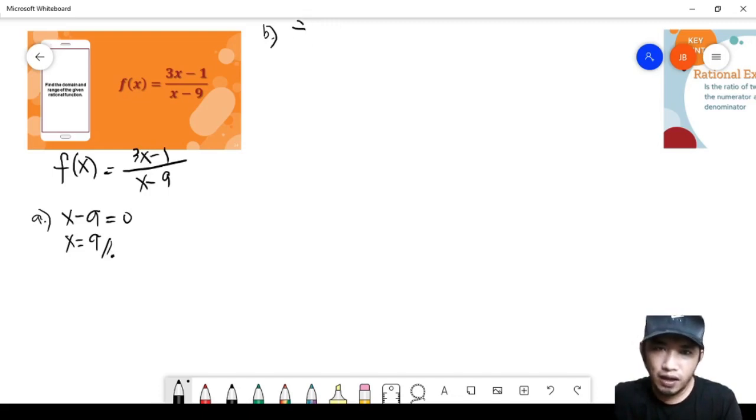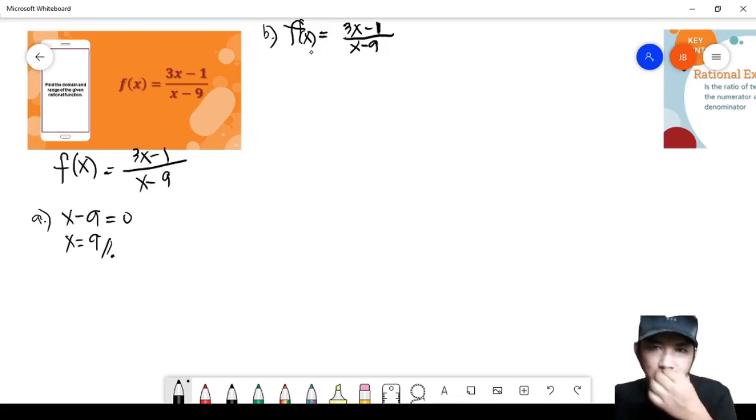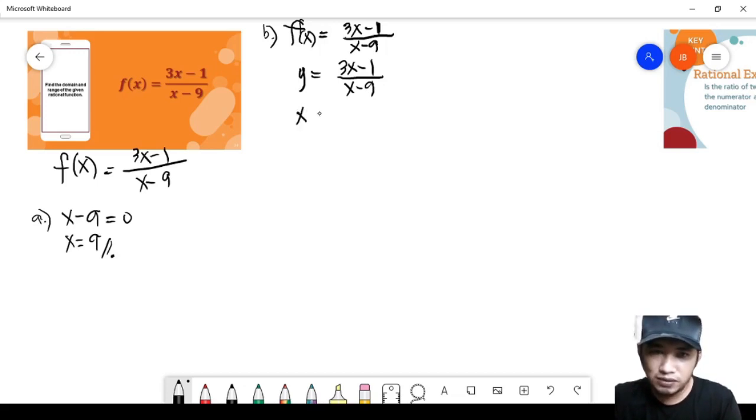Okay, f of x is equal to 3x minus 1 all over x minus 9. Okay, so change f of x to y. Y is equal to 3x minus 1 all over x minus 9. Next process, interchange y and x. Y becomes x is equal to 3, x becomes y minus 1 all over y minus 9.